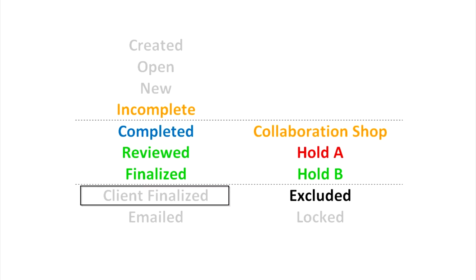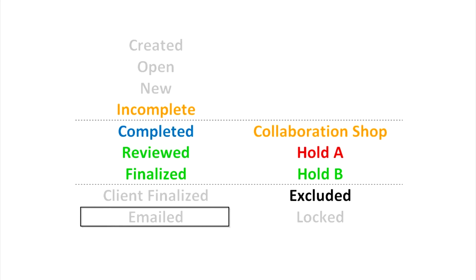Client finalized is an additional status on the client side. The function is basically the same as the finalized status, but it can be useful when the client wants to separate their delivered reports by some criteria. Emailed is a status for reports on the client side that have been emailed to a responsible party, for example a region, branch or store manager for reference.